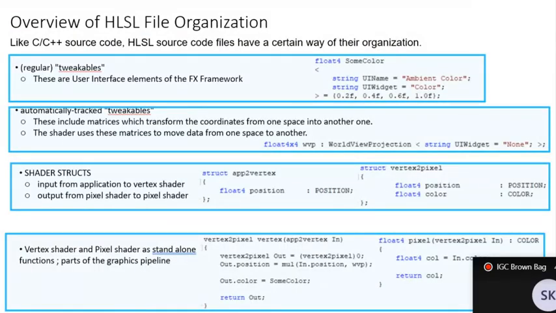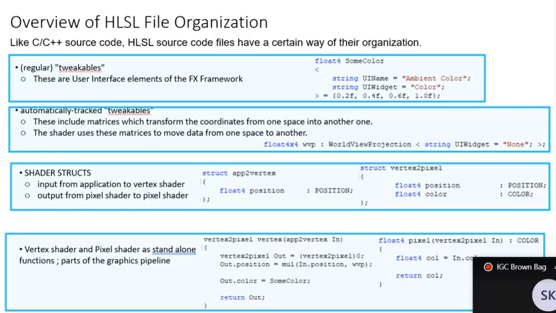This slide: overview of HLSL file organization. Like C and C++ source code, HLSL source code files have a certain way of organization. These are the different parts of an HLSL source code file that you can typically encounter, starting from the top of the file and going down.